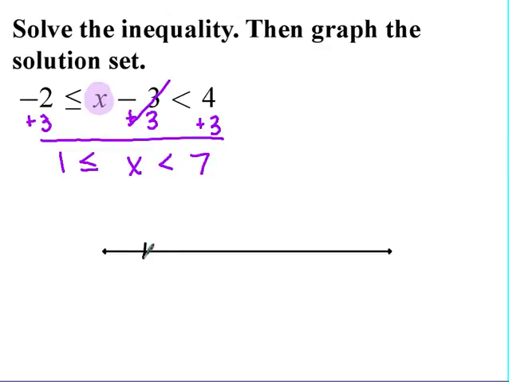So I'm going to start with my 0, 1, 2, 3, 4, 5, 6, 7. Now from the first slide, can somebody tell me what point I'm going to start at? 1. What type of dot are you going to use at 1? Closed. Okay.